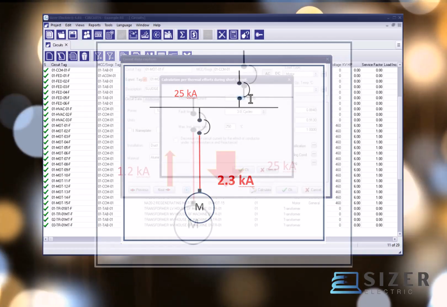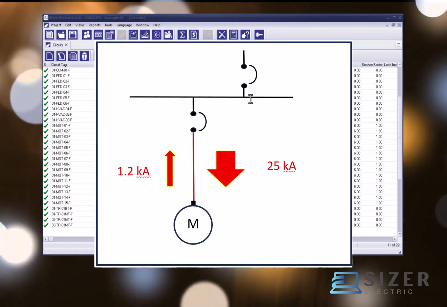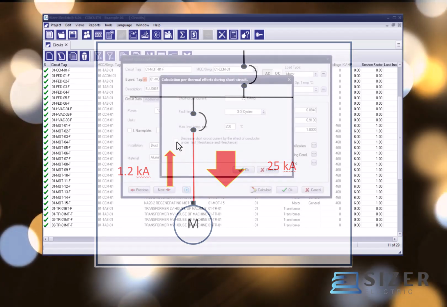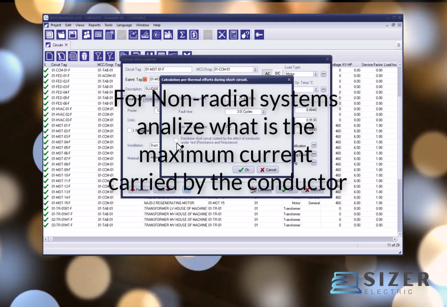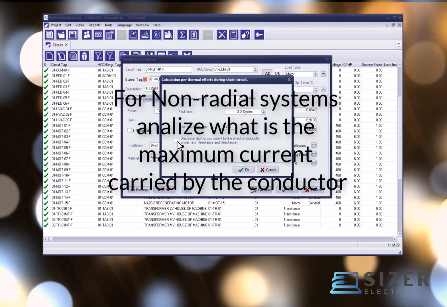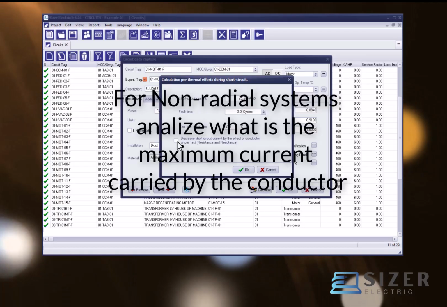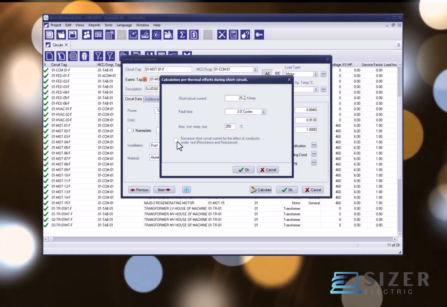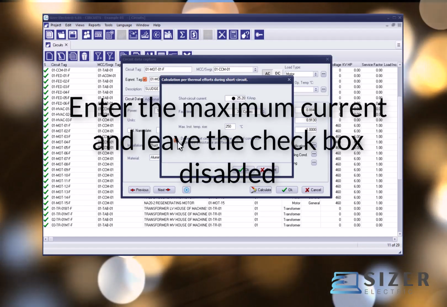In this case, the maximum fault current value should be entered, and the current reduction checkbox should remain disabled. This condition is typical for radial electrical systems. However, in systems with tie breakers, multiple power sources, utility interconnections, or generators, it becomes critical that the entered fault current represents the maximum current flowing through the conductor under all fault scenarios. In such cases, it is recommended to enter the maximum fault current from the short circuit study and leave the checkbox to decrement the current inactive.